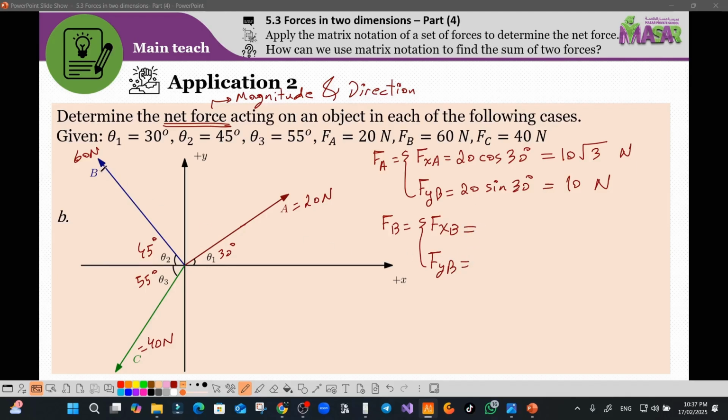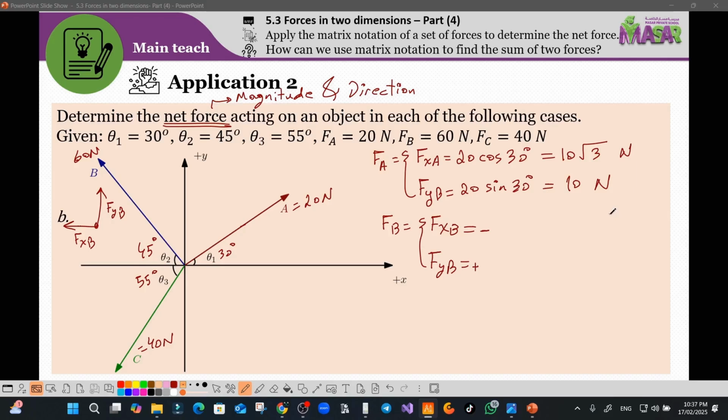However, here, according to the direction of B, it will be up and left. So the Fx of B will be left, the Fy of B will be up. So this is positive, this is negative, or this is plus and this is minus, according to the directions. Now, what will be the type here of the angle?